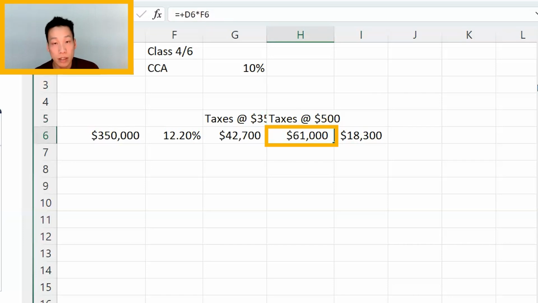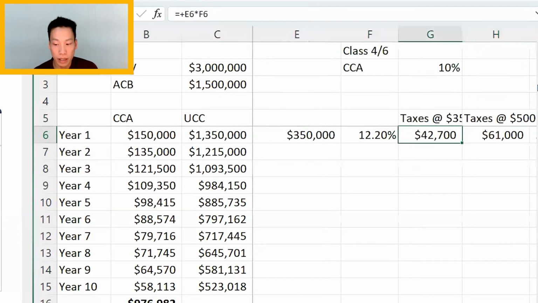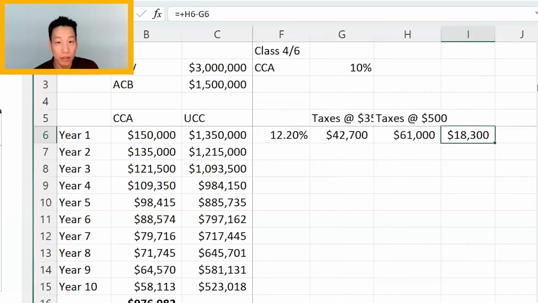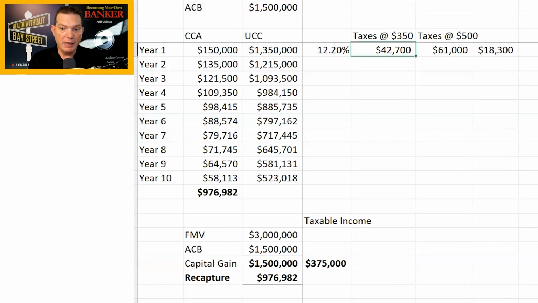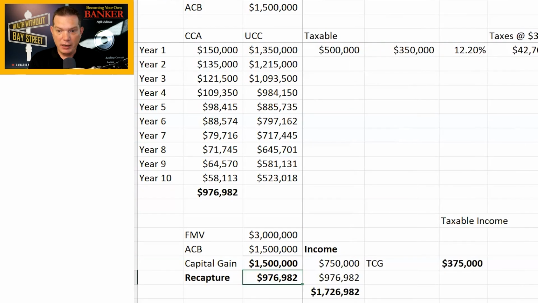Yeah. So what you're going to see here is, if you never taken CCA, you would have paid $61,000 in taxes at that first year mark. But because you take CCA, you're paying now $42,000. So you're actually only recovering $18,300. In this situation where you've got the recapture line at the bottom of the 976. Okay. So you've got the income of 750 and the capital gain plus the recapture amount.